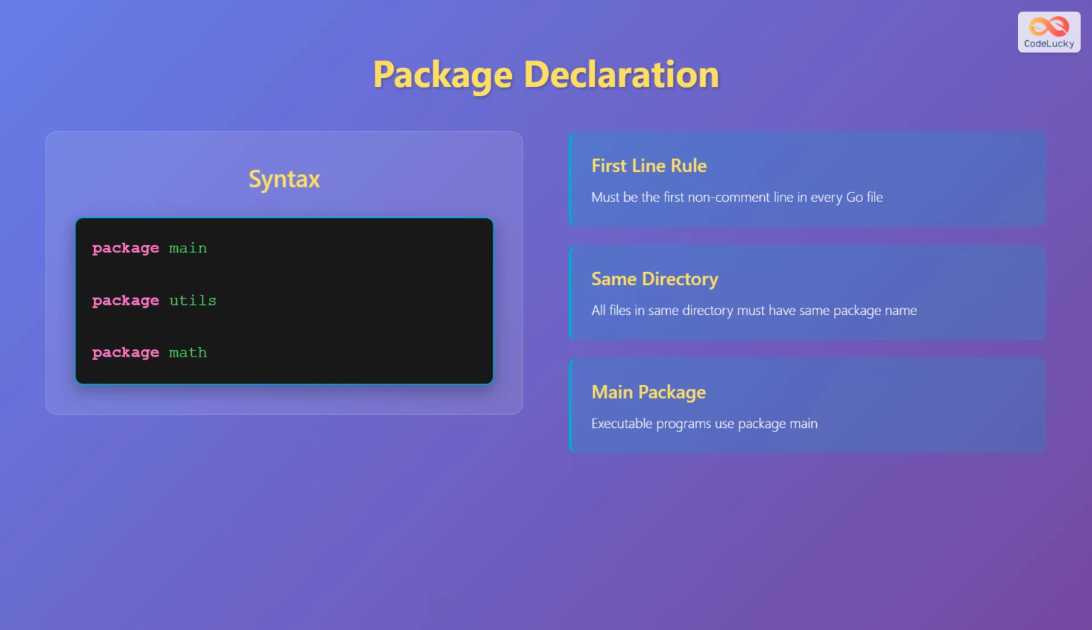There are a few important rules to keep in mind. First, the package declaration must be the first non-comment line in every Go file. Second, all files within the same directory must share the same package name. Lastly, executable programs should use package main to designate the entry point of the application.